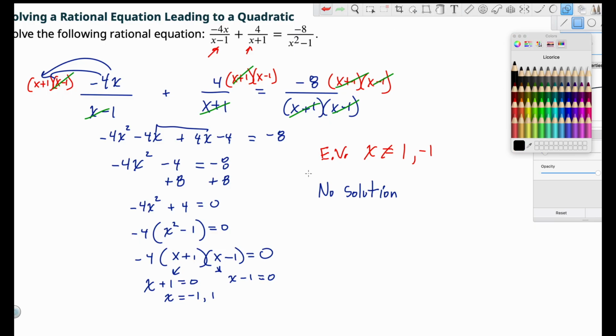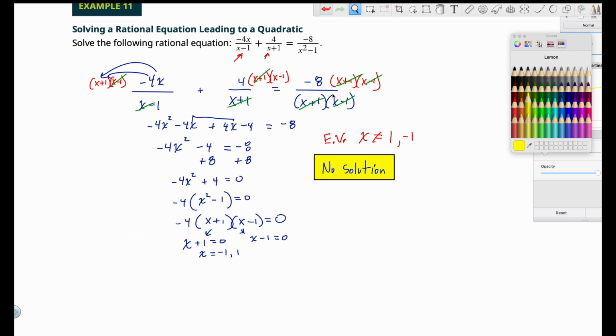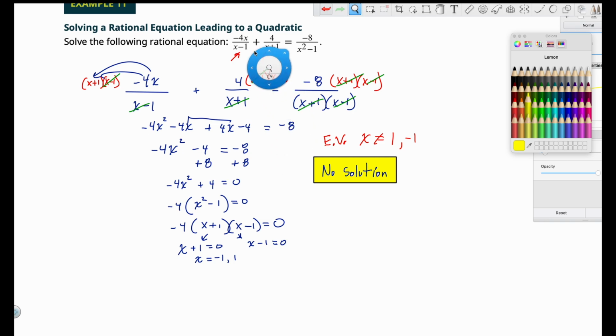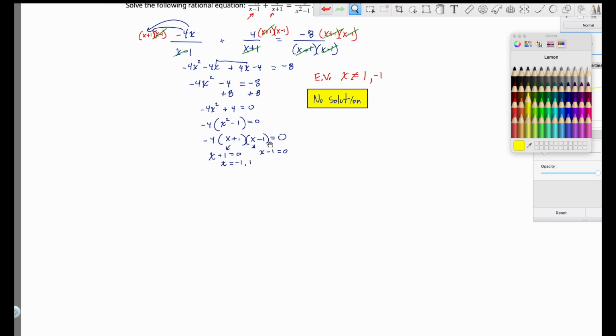And we're done. Okay? So it's always important to check our work when we're dealing with rational equations, when we have unknowns, we have variables in the denominator. Okay?